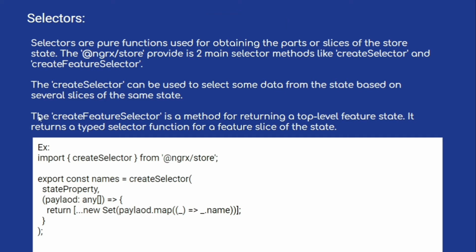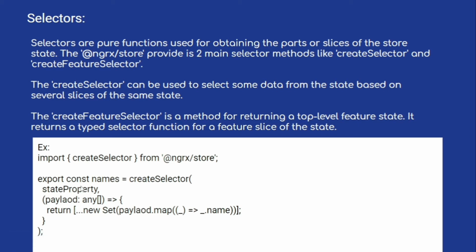So the createFeatureSelector is for selecting the state of the feature models. Here I have given a sample for createSelector. The state property here means the main state. Think of it like this is our gallery array. And next, there will be a method in the createSelector.